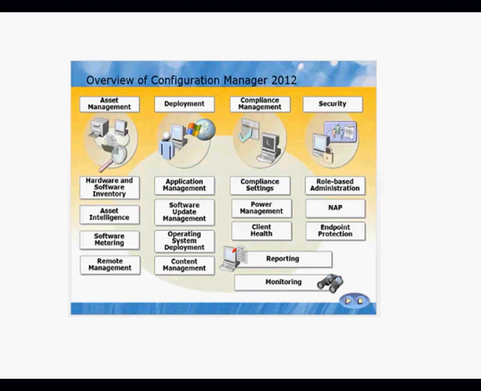Asset intelligence, what it does is, with 50,000 devices all over the globe, you will have thousands and thousands of applications installed on them. So in order to categorize the applications, you have asset intelligence, which will help you to categorize all the applications which are there in your infrastructure.